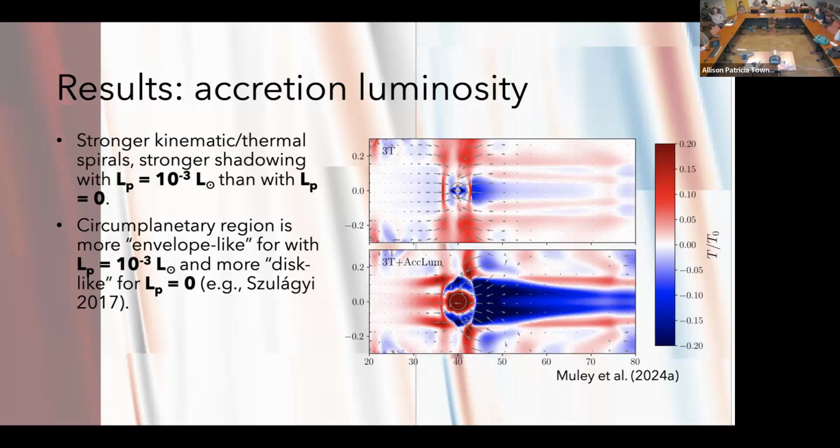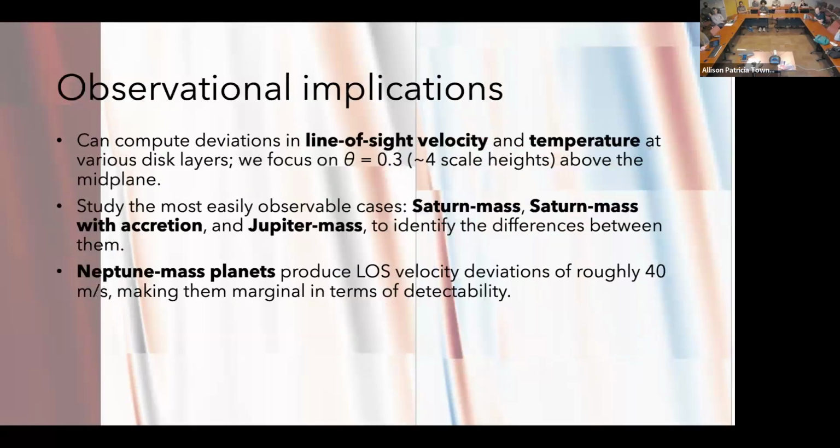And now, because you have a bigger circumplanetary region that's extending to the upper disk, you also block more radiation, and the region behind your planet becomes cooler. This is the shadow that I was talking about.